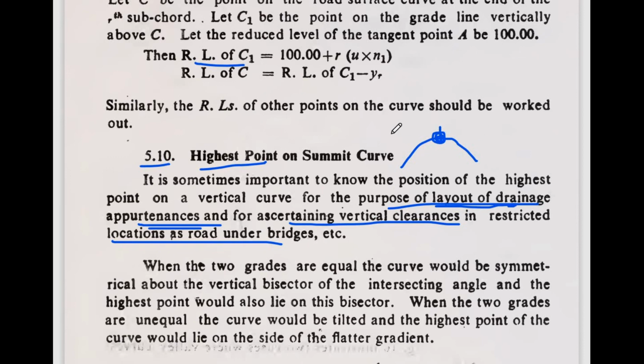And the second thing is that if this is our road and there is an overbridge, whether it may be of rail or another road, then to know the vertical clearance we must know the RL of this point, so that we can check whether the vertical clearance is enough to pass all types of vehicles, or whether there should be restrictions on vehicles with more height. So for these purposes the highest point on the summit curve has to be known.